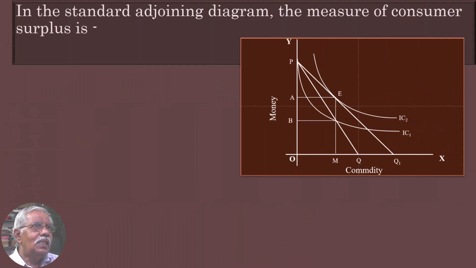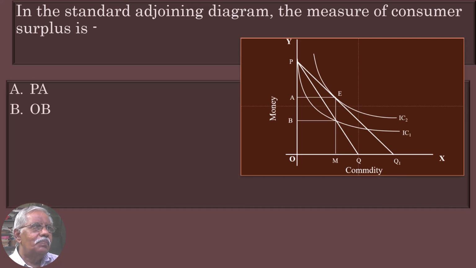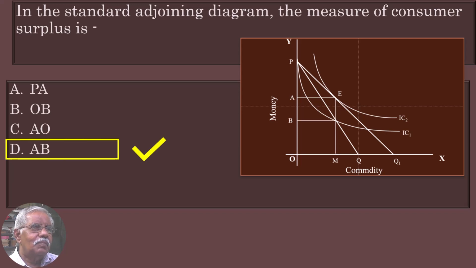In the standard adjoining diagram, the measure of consumer surplus is PA, OB, AO, AB. The correct answer is AB. If you want justification, please see my video on consumer surplus in terms of indifference curve analysis.